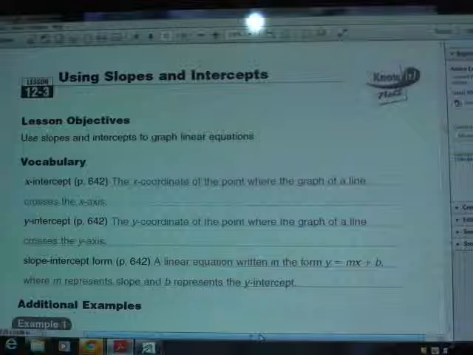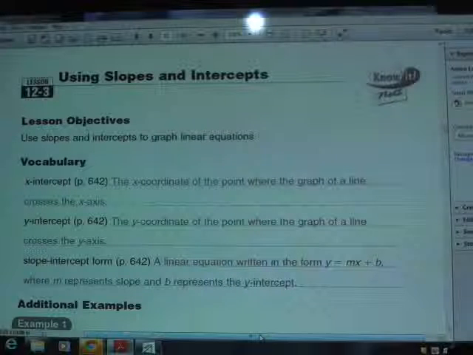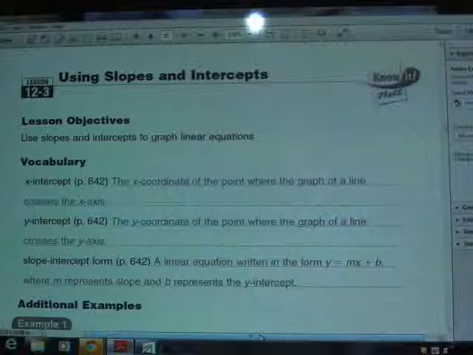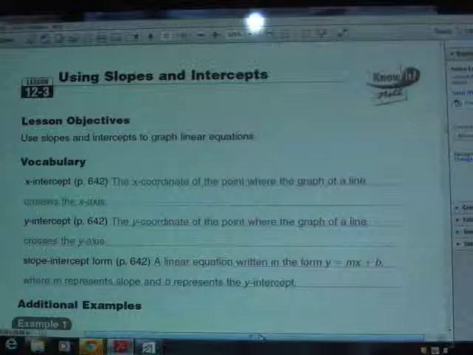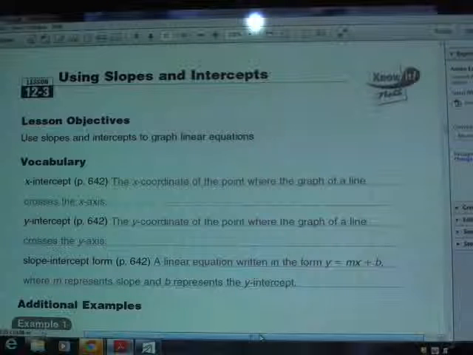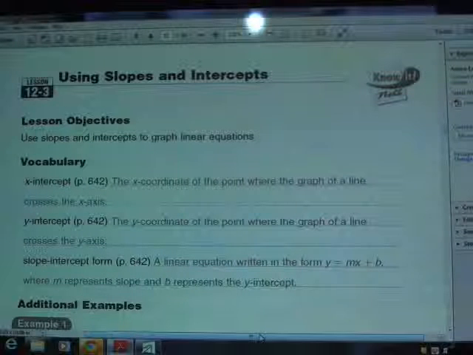It's not so much work, perhaps, in terms of calculation. There might be some manipulation involved, but there really won't be any calculation involved as we work through some of these forms or different ways to graph a line. And that's what Chapter 12, Section 3 is going to be all about.